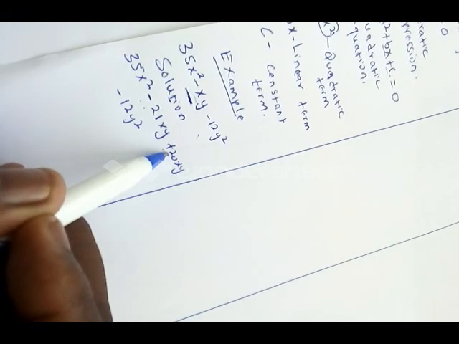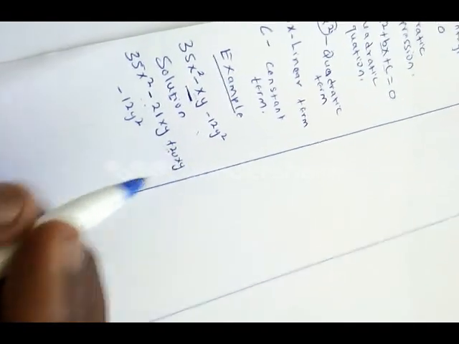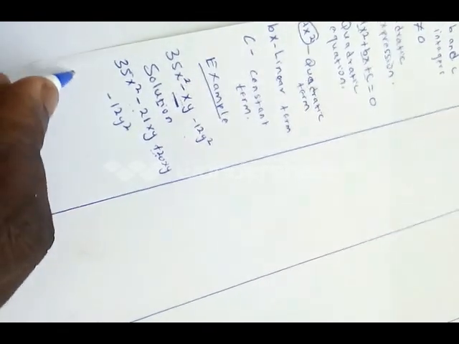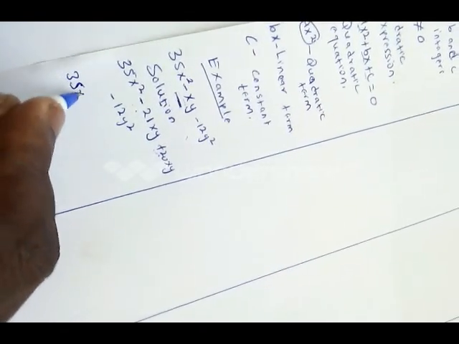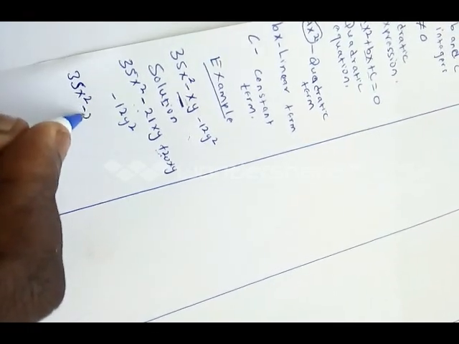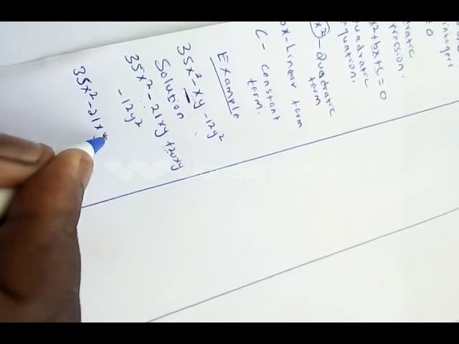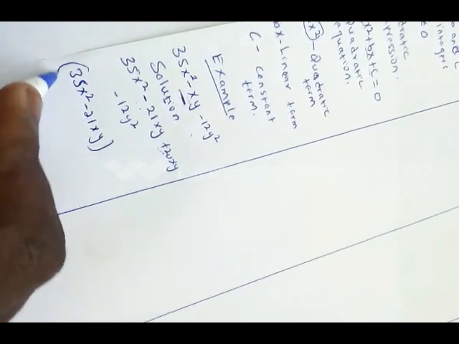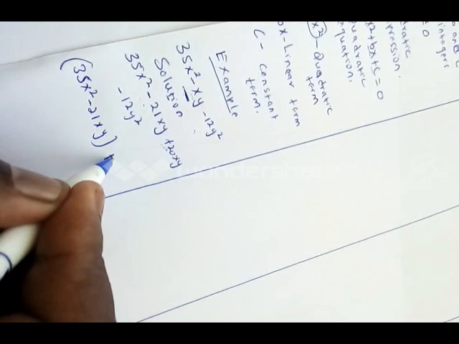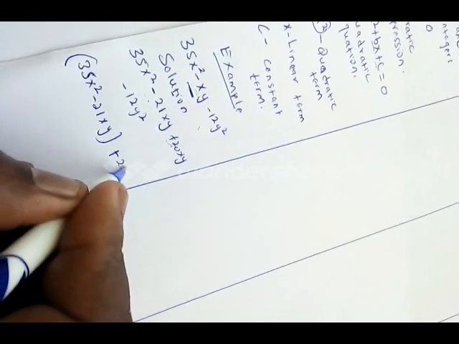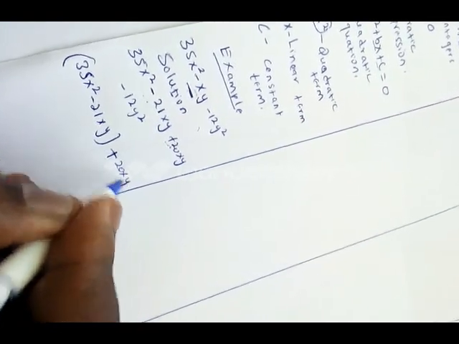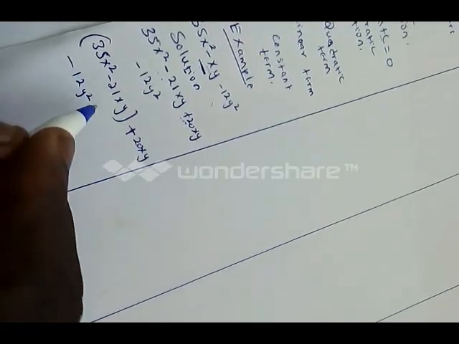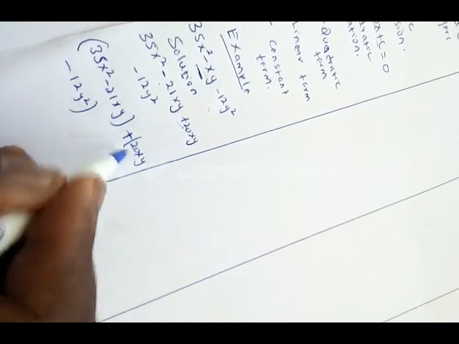That is minus xy. So from this, you can group them into two groups. 35x squared minus 21xy, you can put this as one group. Then you have plus 20xy minus 12y squared, you can take this as the second group.